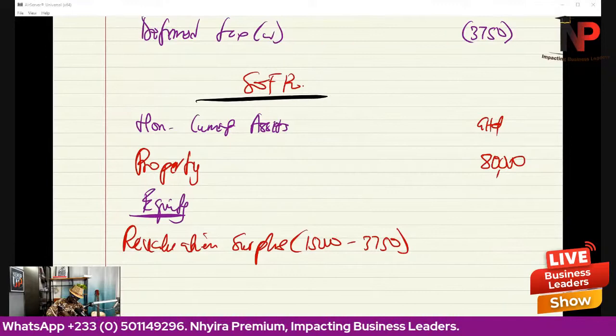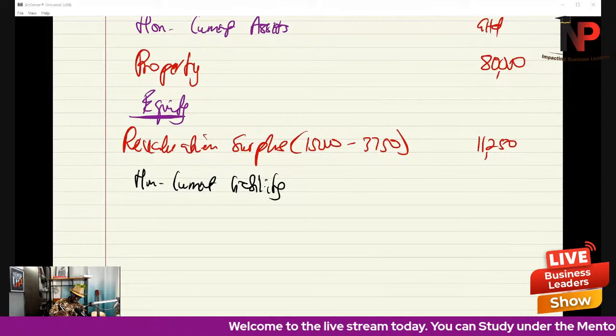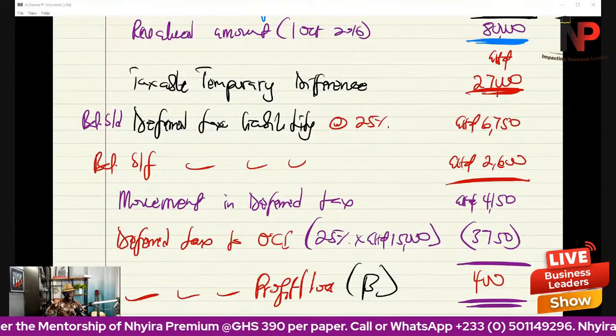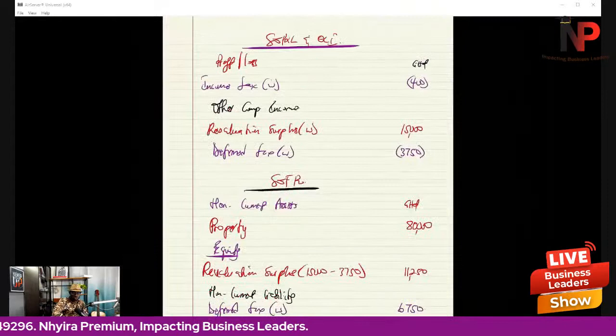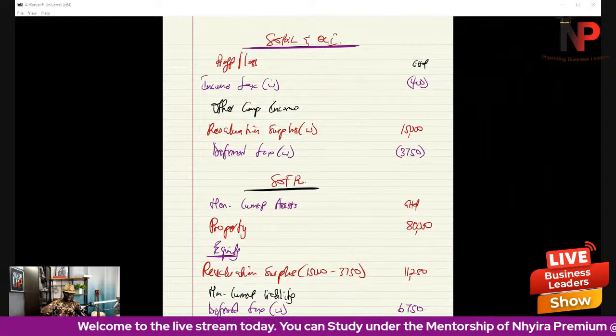Then we bring in non-current liabilities. In the non-current liabilities, we're going to have deferred tax, and that is going to be the closing figure we calculated, which is the 6,750. This is the answer to the question. So that is the issue relating to that.